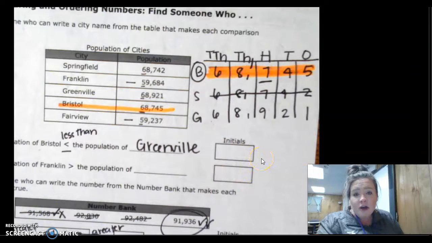So you guys are going to be working on an assignment after this that's going to be dealing with place value.